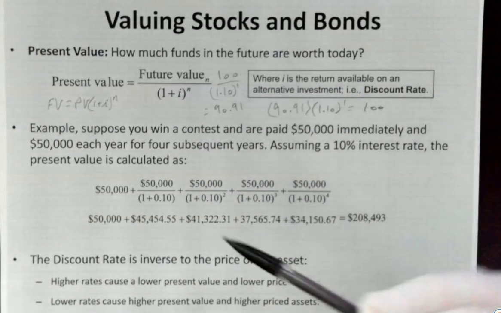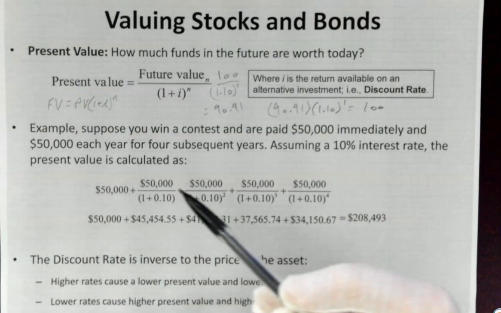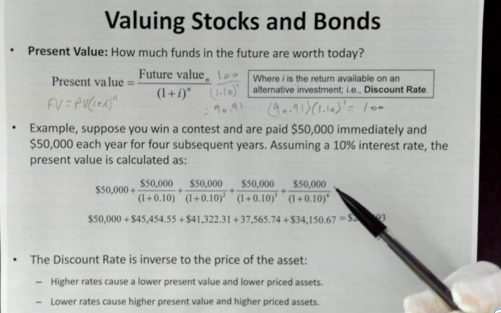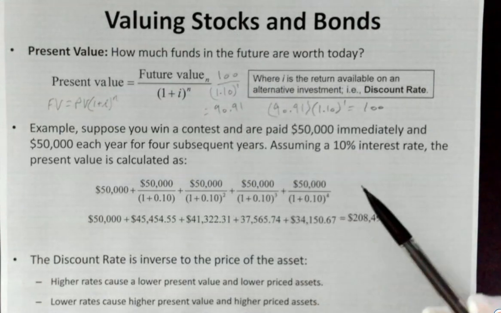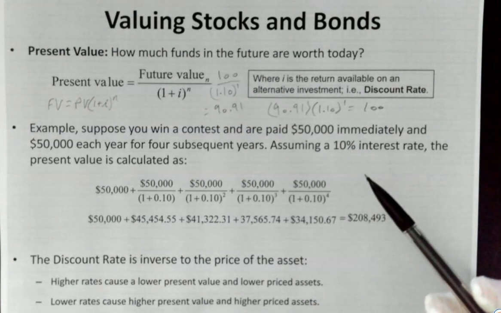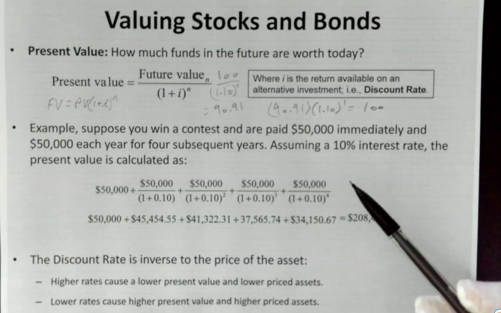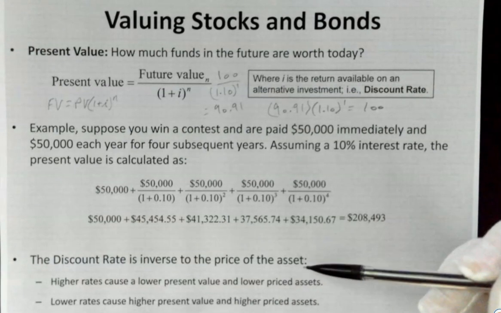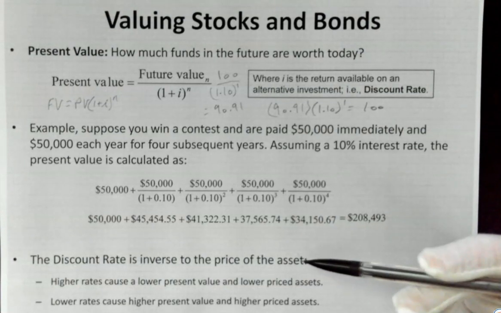All right. Now, you may have noticed something. When we look at this contest here, it's really just a stream of future payments. That's similar to a bond or a stock. So what we just did, even though it's a contest, is analogous to what we'll do with bonds and stocks. Okay, before we get to the details of each of those, understand that the discount rate is always inverse to the price of the asset.